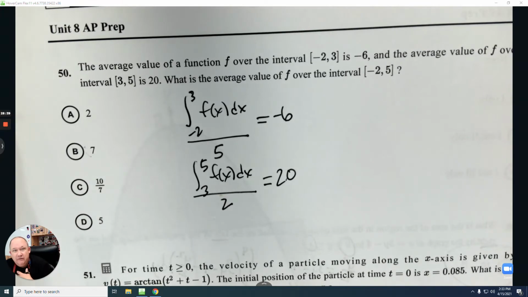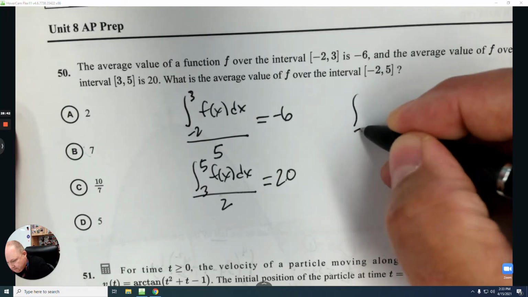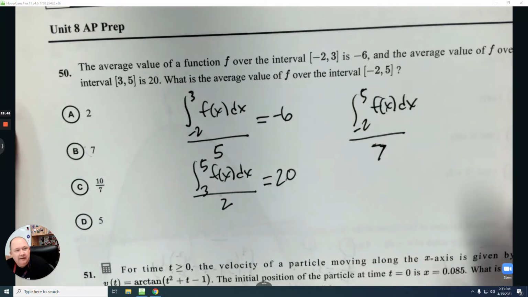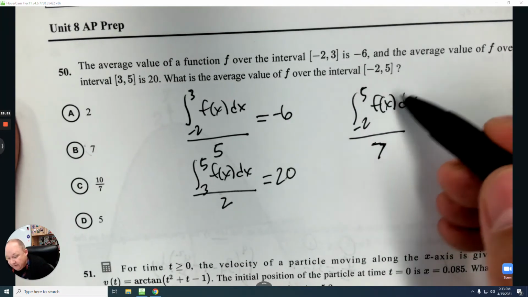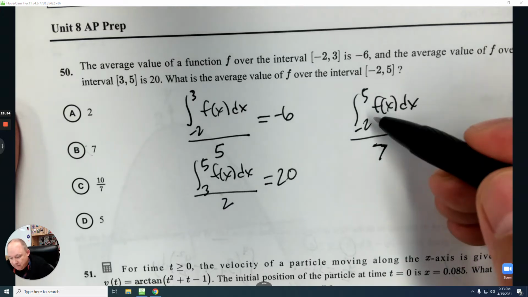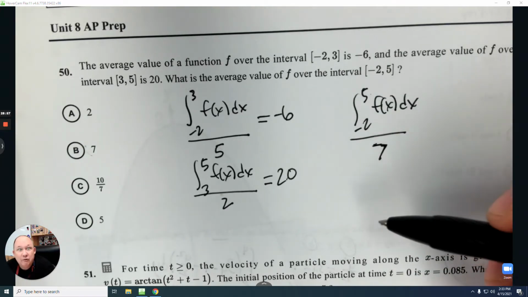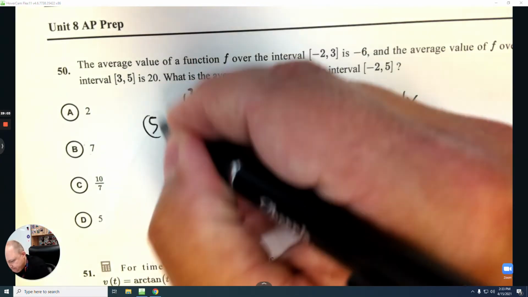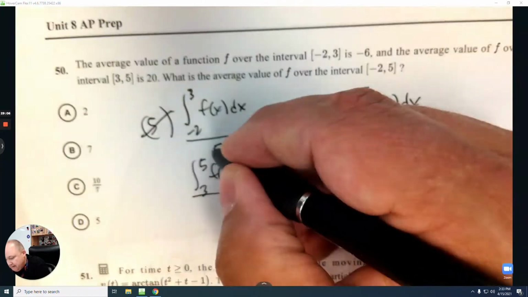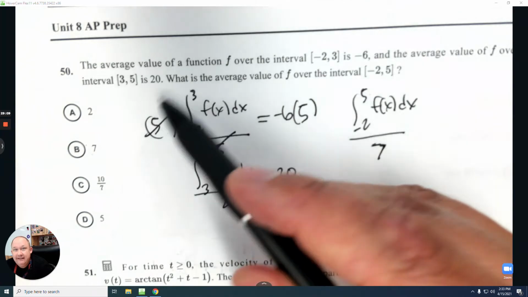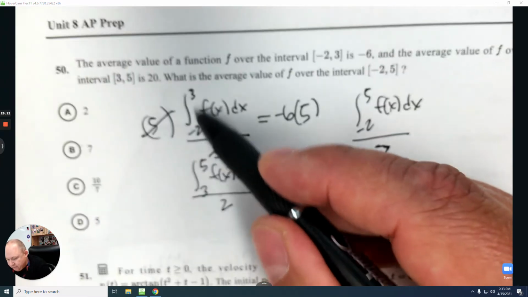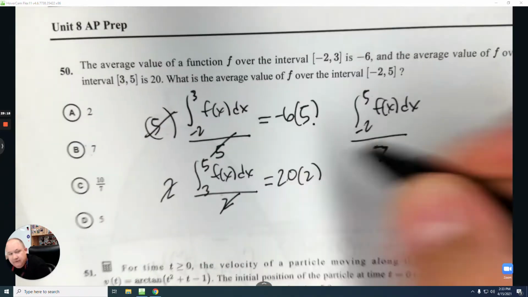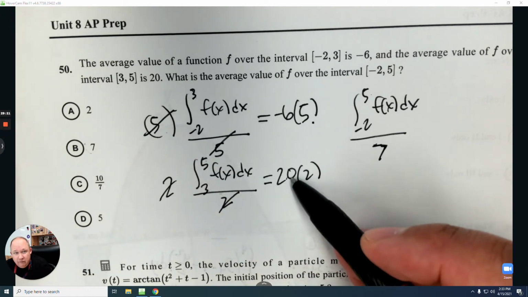And then the question is, what is the average value of the function from negative 2 to 5? So I know I'm going to do that. So when I subtract these, I get 7. So now the question is, how am I going to find that? Integrating from negative 2 to 5. It doesn't give me that answer directly. So what I'm going to do is multiply both sides by 5. By multiplying times 5, I get the integration by itself. So when I integrate from negative 2 to 3, the answer is negative 30. I'm going to multiply both sides here by 2. So when I integrate from 3 to 5, the answer is 40.